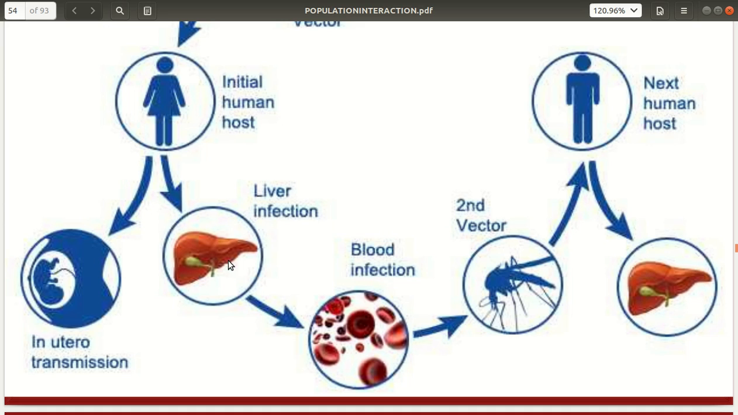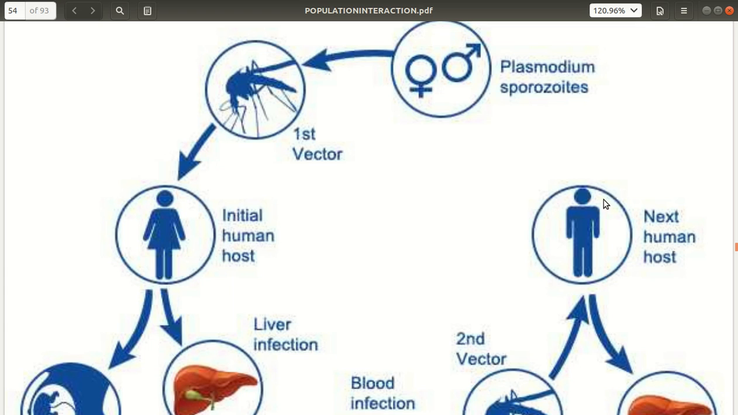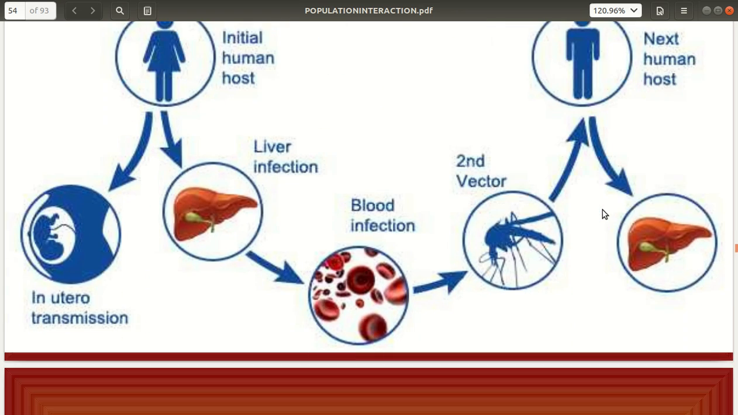The liver, it enters into the Plasmodium vivax, and there it infects the blood, and the second vector, it is transferred again by a mosquito. That is how from an infected person to a healthy person, through a mosquito bite which acts as a vector, it spreads this Plasmodium vivax. So that is what you have to remember regarding the parasite Plasmodium vivax.